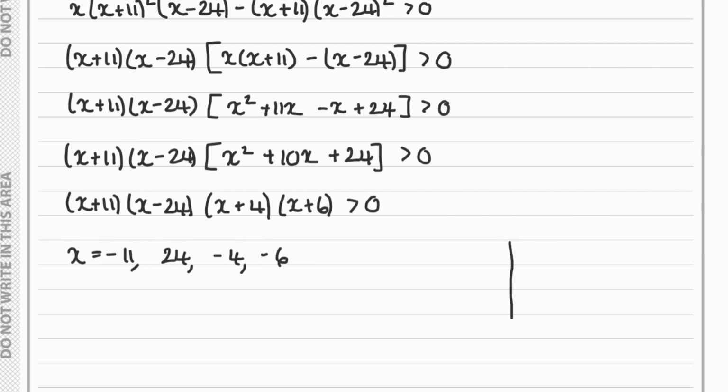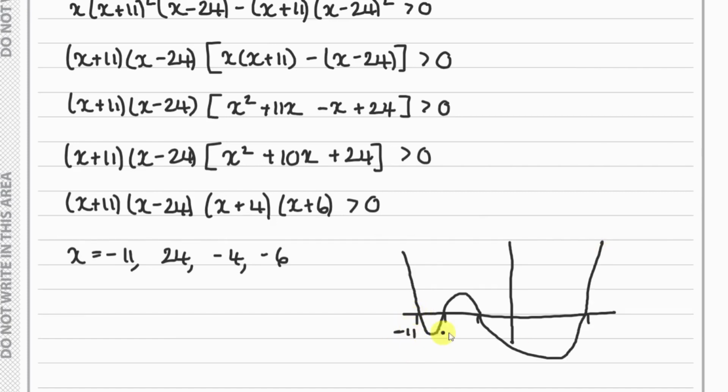A quick sketch is going to help us work out where we're looking, but some of you will be absolutely fine just spotting it from here. So it's going to be positive, it's going to cross at minus 11, minus 6, minus 4, and then somewhere over here on 24. Again, not to scale, it's just to help you work out. So it's going to cross here, here, here, and then up over here somewhere. So we've got our minus 11 there, minus 6, minus 4, and then 24.